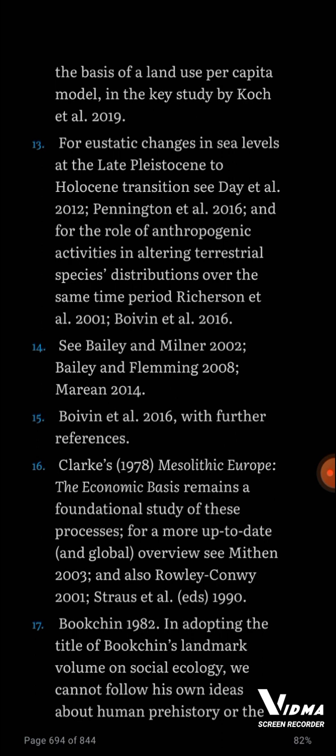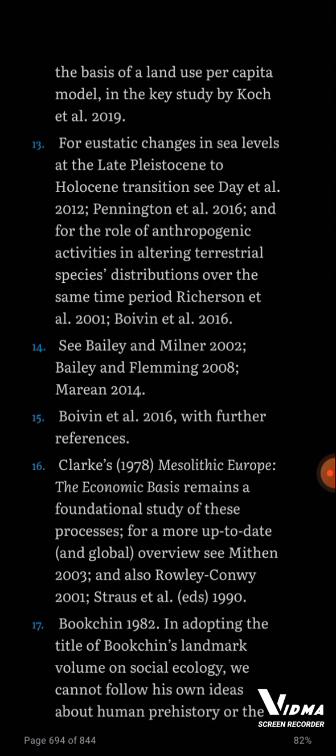2012, Pennington et al. 2016, and for the role of anthropogenic activities in altering terrestrial species distributions over the same time period, Richerson et al. 2001, Boivin et al. 2016. See also Bailey and Milner 2002, Bailey and Flemming 2008, Marean 2014, Boivin et al. 2016 with further references. Clark's 1978 Mesolithic Europe: The Economic Basis remains a foundational study of these processes. For a more up-to-date and global overview, see Smith 2003 and also Rowley-Conwy 2001, Straus et al.